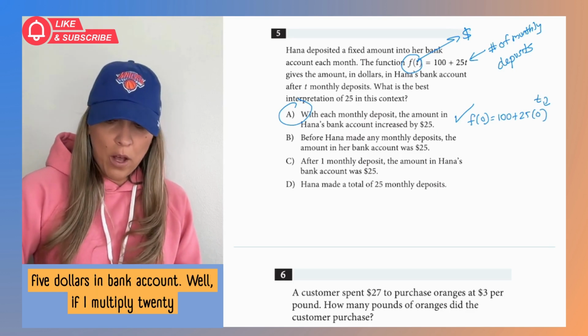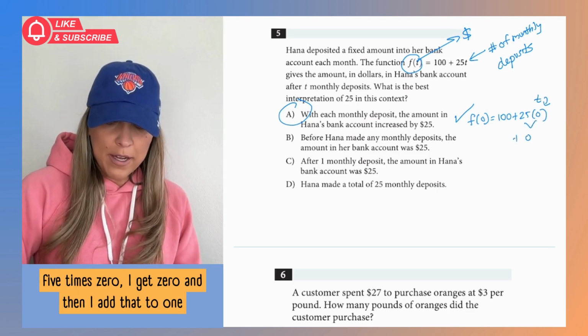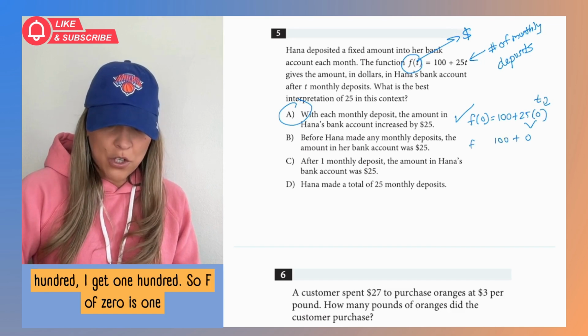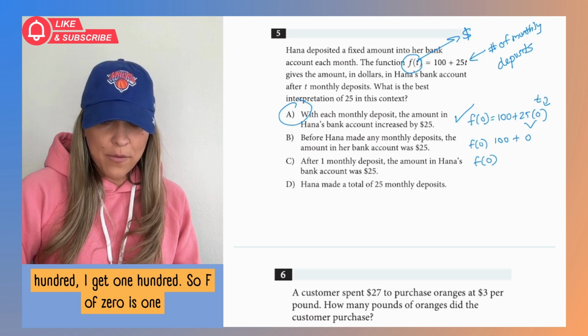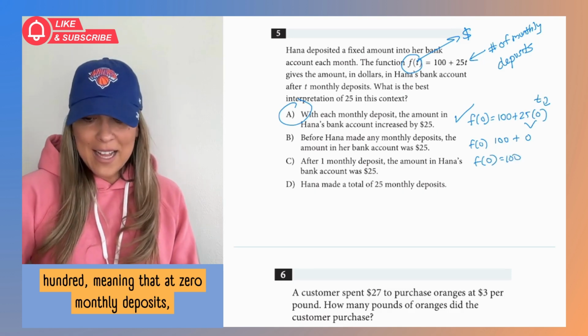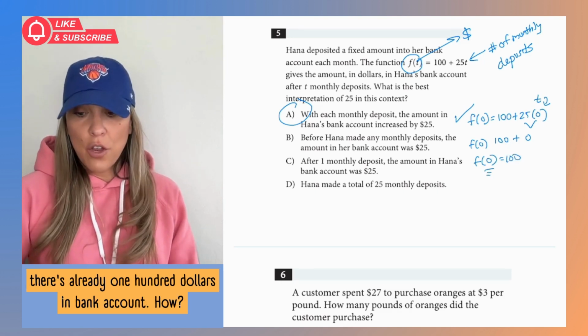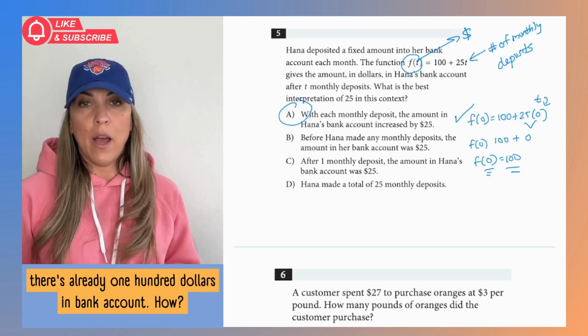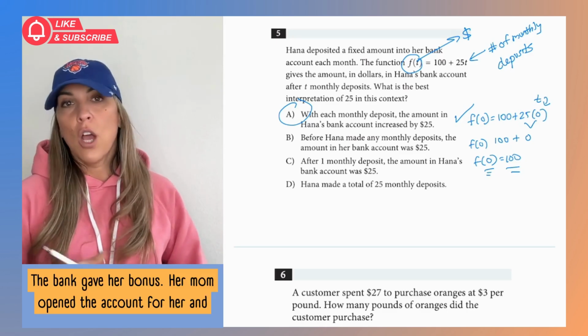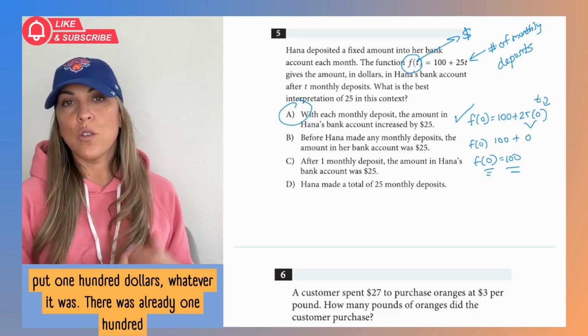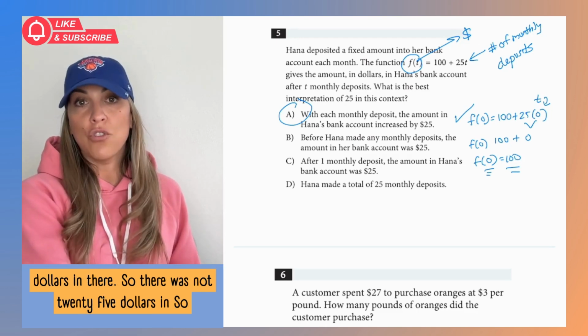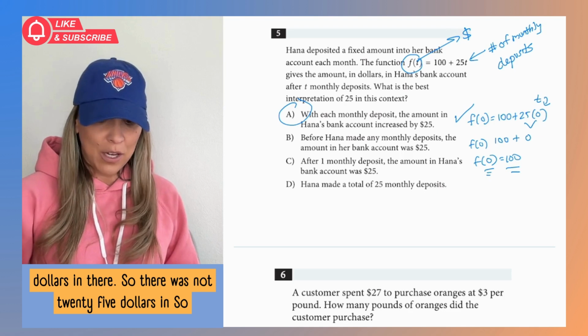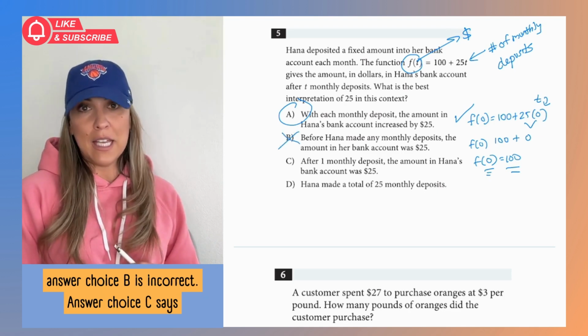Well, if I multiply 25 times 0, I get 0, and then I add that to 100, I get 100. So f of 0 is 100, meaning that at 0 monthly deposits, there's already $100 in that bank account. How? The bank gave her a bonus, her mom opened the account for her and put $100, whatever it was, there was already $100 in there. So there was not $25 in there, so answer choice B is incorrect.